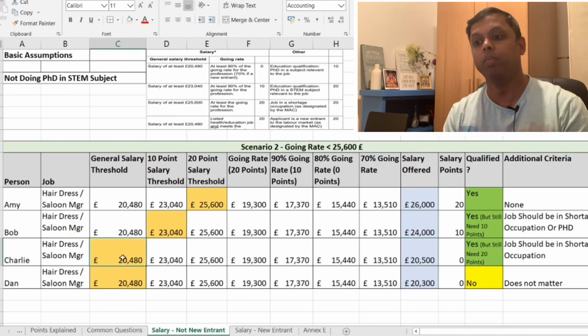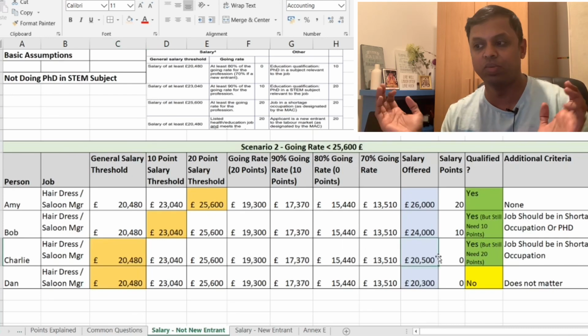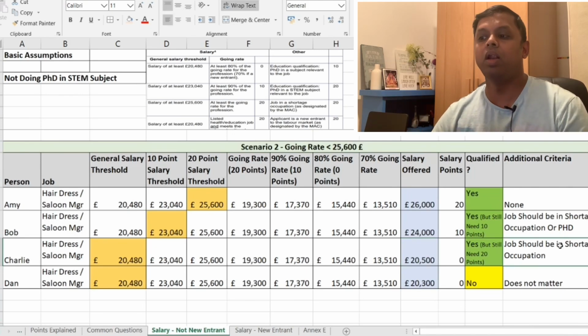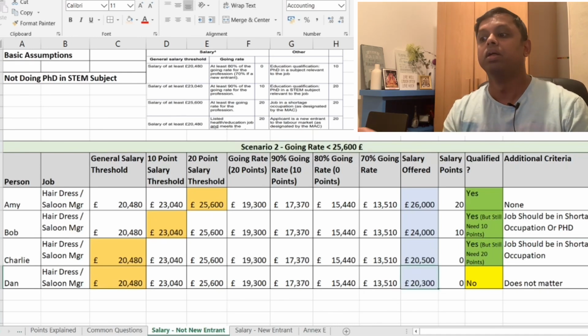I mean, for the minimum salary threshold, which means the only option is your job should be listed in the shortage occupation list if your salary is 20,500, for example. If you get a salary of 20,300 in this scenario, even though the 20,300 is actually higher than the going rate that they mentioned for your job, whatever hairdressers are getting in this country, then even then, because it's lesser than the general salary threshold, you don't qualify and you don't get any points. You don't qualify at all. That's it. You have to have a minimum of 20,480 to even qualify and get to the next page. So below 20,480, you are not qualified at all at that point.